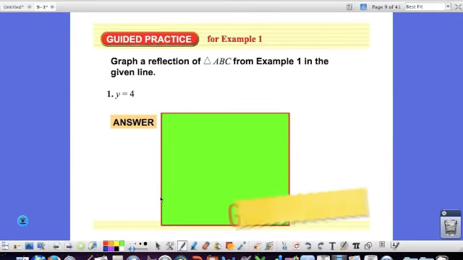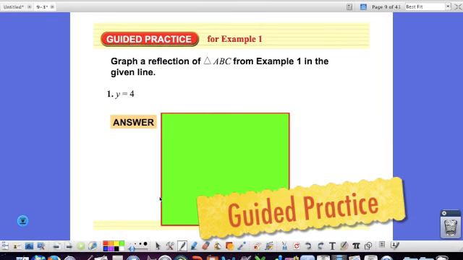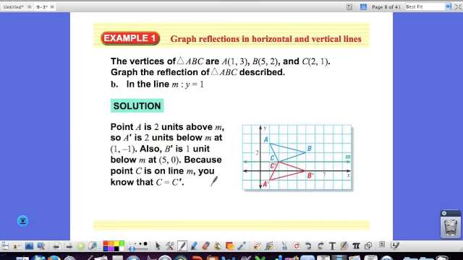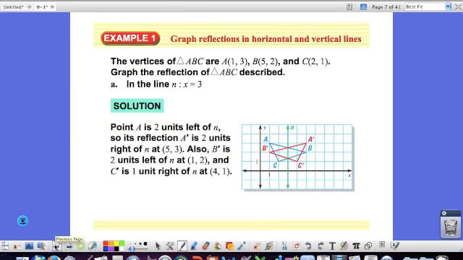Look at how to do this. They've asked us to graph a reflection of A, B, C from example 1 at Y equals 4. So let's look back at example 1. So this is the same triangle there, this blue triangle, and they want us to reflect it at Y equals 4. So 1, 2, 3, 4. This would be our new line of reflection.